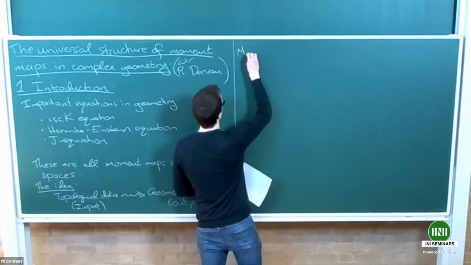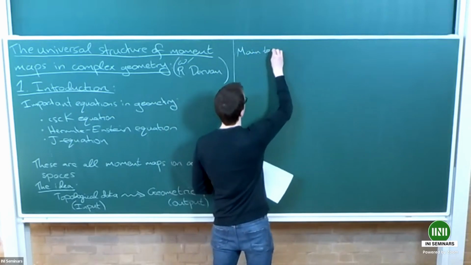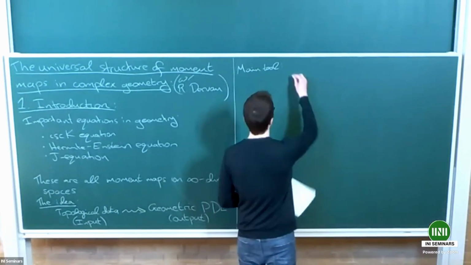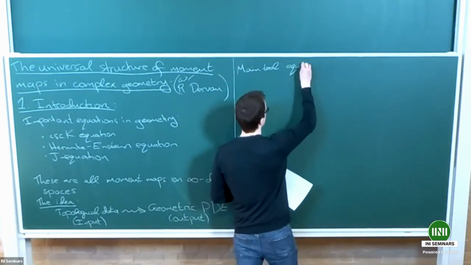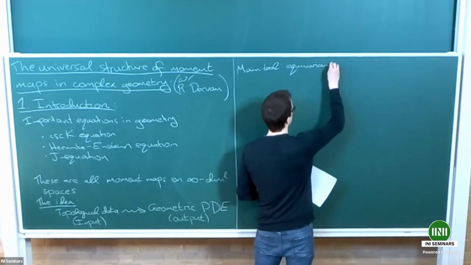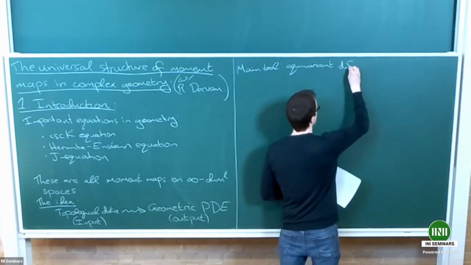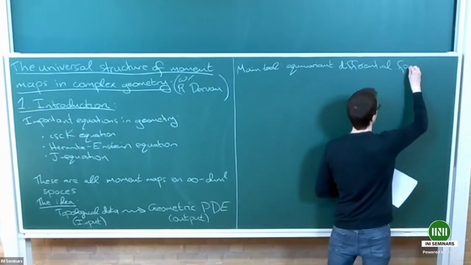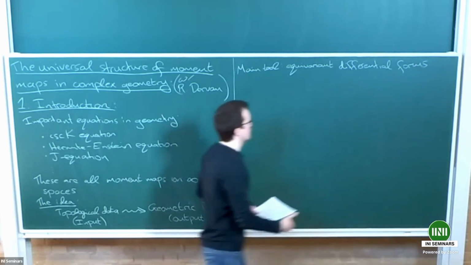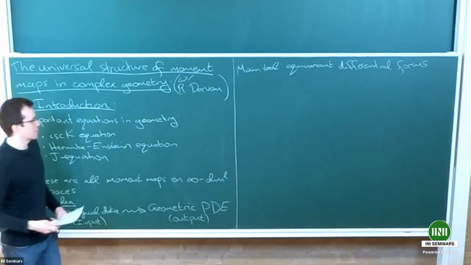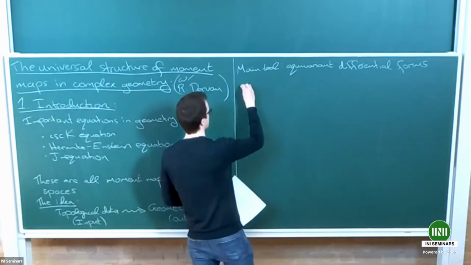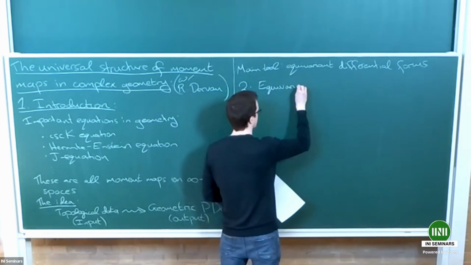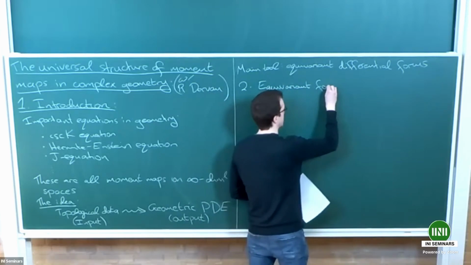So the main tool, I guess not even equivariant cohomology, just equivariant differential forms. So what I'll start by doing today is just giving a quick review of equivariant cohomology. Equivariant forms in cohomology.